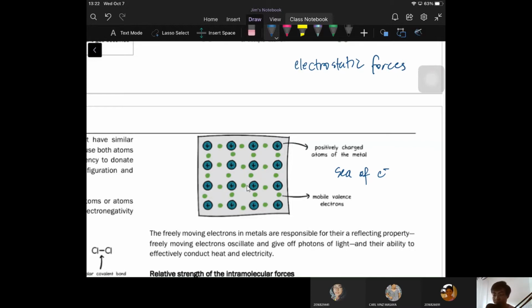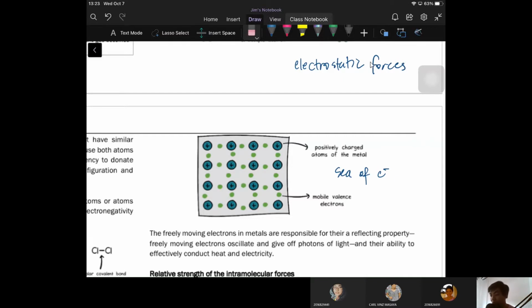Umiikot-ikot lang yung electron dyan. So for example, you introduce an electric current, no? Pwede yan mag-pass through, no? So kapag nag-pass through yung electron, pwedeng dadaan yan sa dagat ng electron, mapupunta sa other side ng circuit, you have kuryente, no? So that's why metals are conductive because of the sea of electron, no? That is formed by the covalent bonds between metal atoms, no?